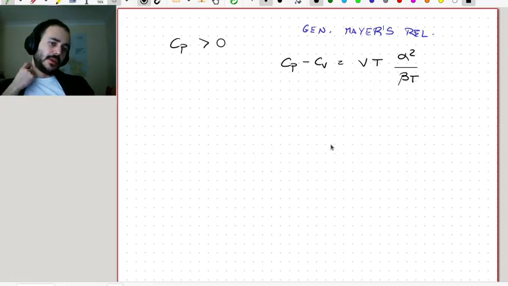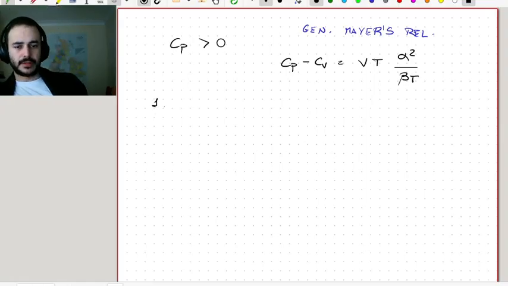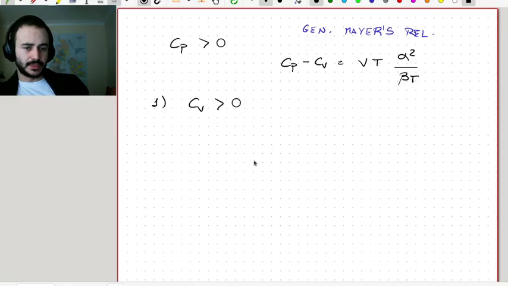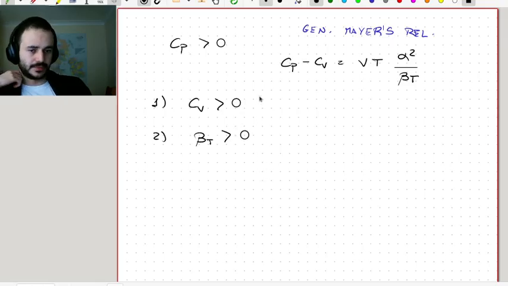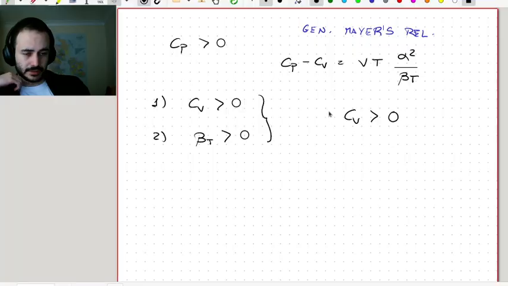Okay. So what we're going to do next is, first of all, we're going to show that the heat capacity at constant volume is always positive, and then we are going to show that the isothermal compressibility is always necessarily positive. So these two things together imply that not only the heat capacity at constant volume is larger than zero, but also that the heat capacity at constant pressure is always larger than the heat capacity at constant volume.